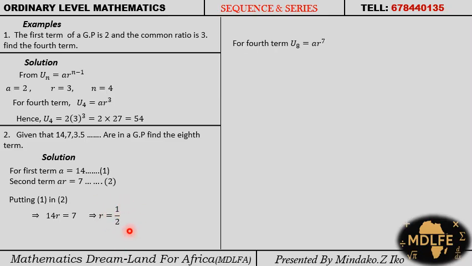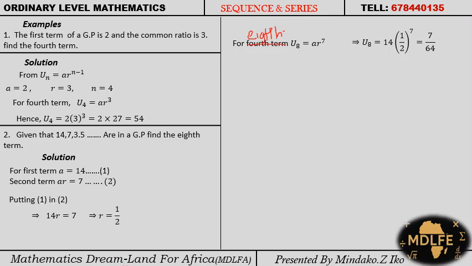All right. Now, there is a mistake somewhere. It was supposed to be for the eighth term, not the fourth term. So this is actually wrong. It was supposed to be for the eighth term, which is u8.